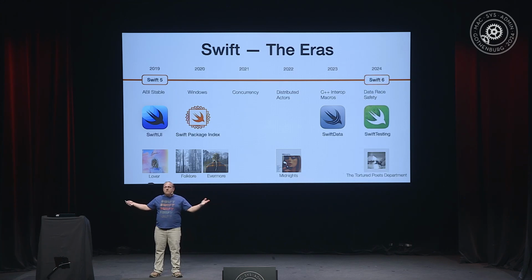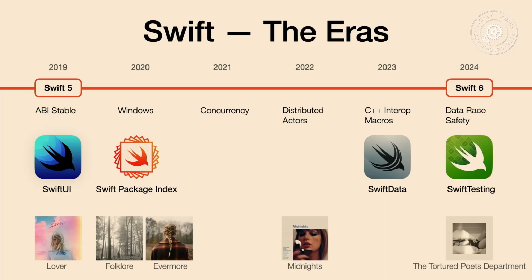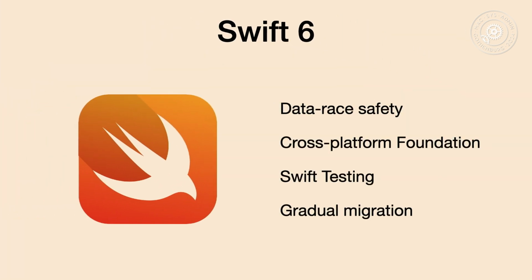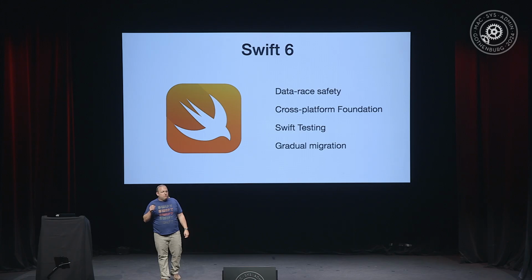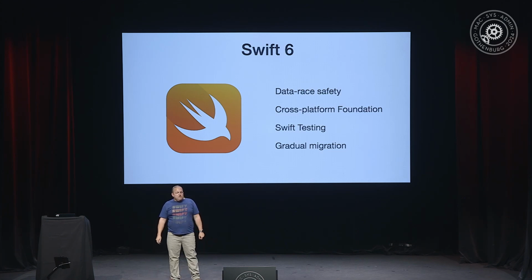And then this year, with Sequoia and iOS 18 and everything, we get Swift 6. So after 5 years, we get the next major update. The focus of Swift 6 is really even more on data race safety, concurrency. You don't want your code crashing when you have multiple threads accessing the same thing. It's also, for the first time, we get a cross-platform Foundation library. I'll show that a bit later as well. We get a Swift Testing library from Apple that works cross-platform. It works on Windows and Linux as well for unit testing our code.